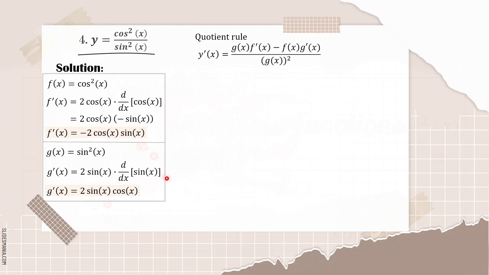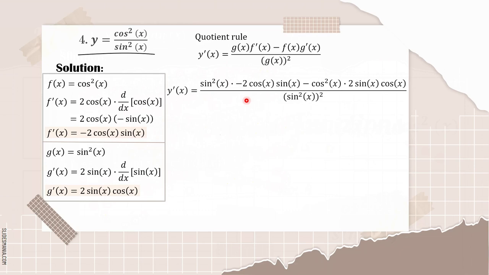Now that we have these values, we could just simply substitute them into our equation for the quotient rule. It would be this. Our g of x is sine squared of x, and our f prime of x is negative 2 cosine of x times sine of x, while our f of x is cosine squared of x, and our g prime of x is 2 sine of x times cosine of x, all over our g of x quantity squared, which is sine squared of x quantity squared.